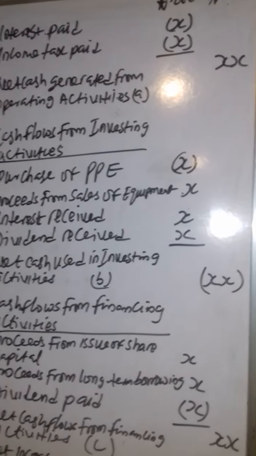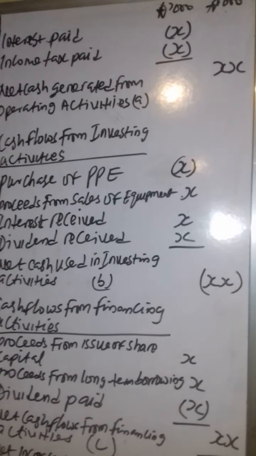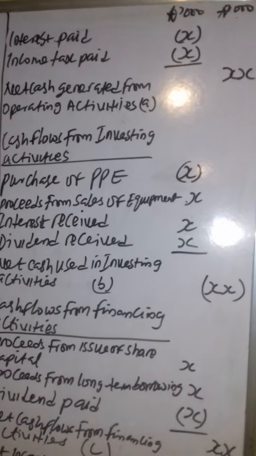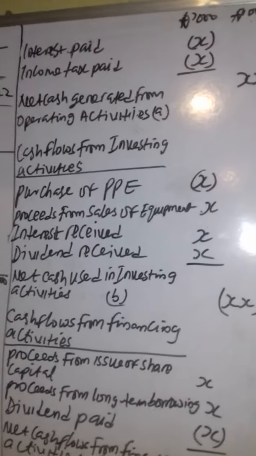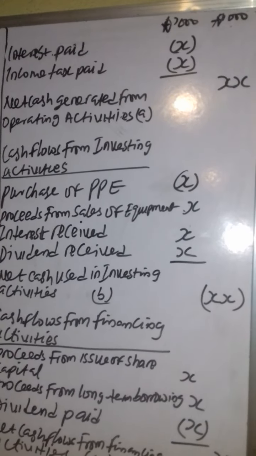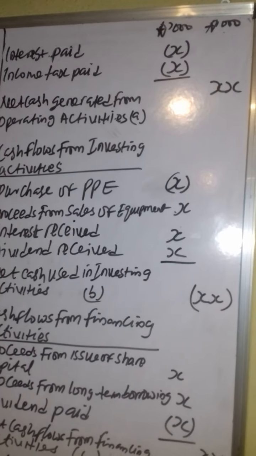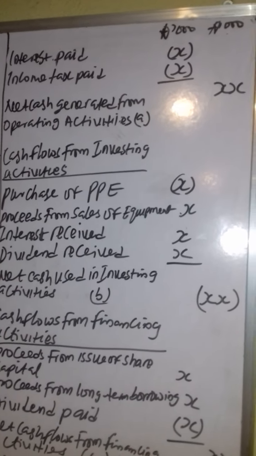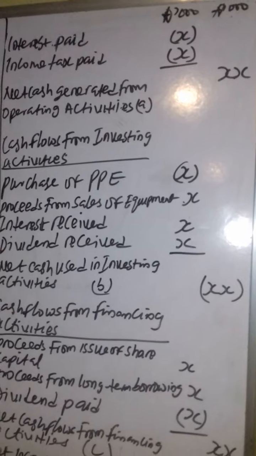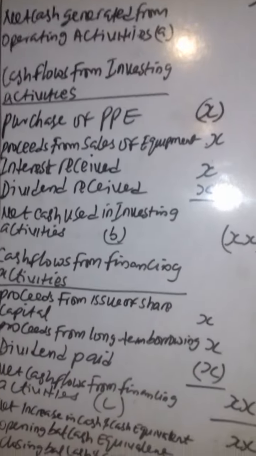Cash generated from operating activities is the major cash that is necessary to determine how the operation of the company is performing. And so if the company is not performing, it will definitely show in this place. Let's go to investing activity.